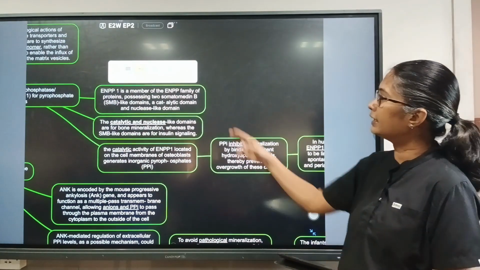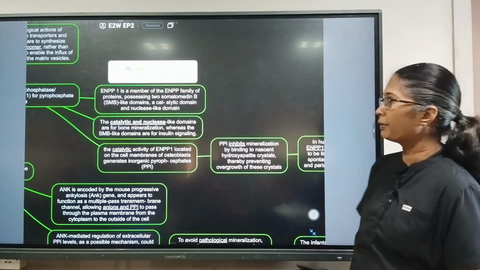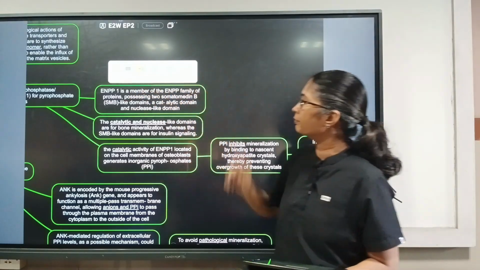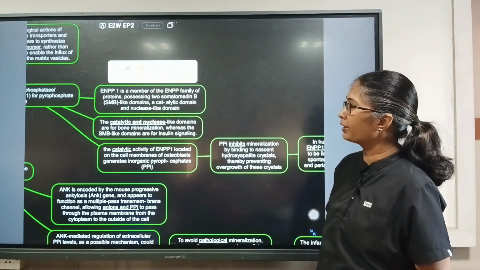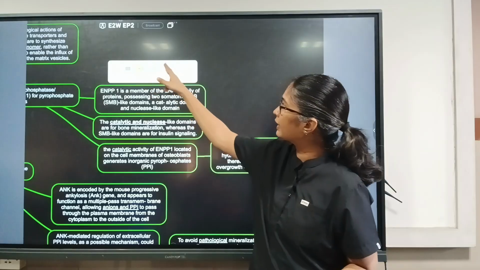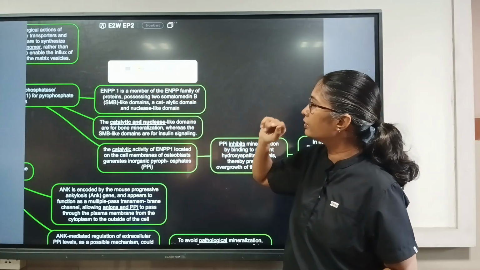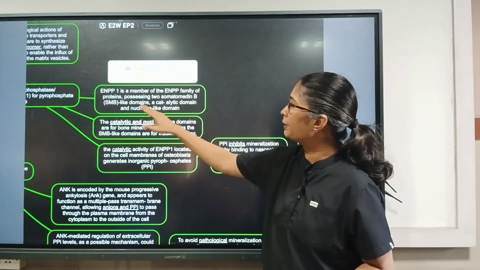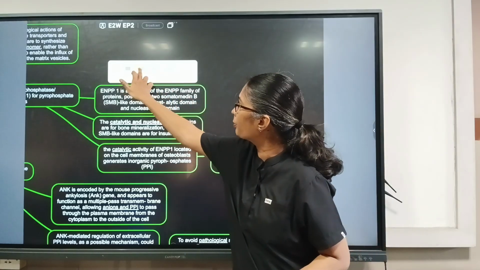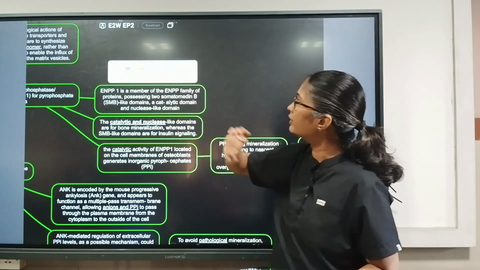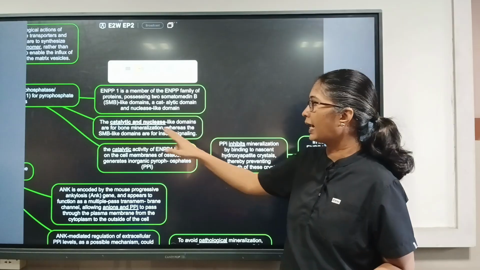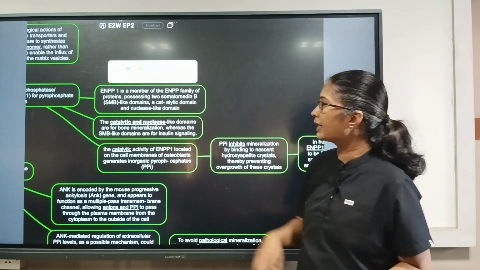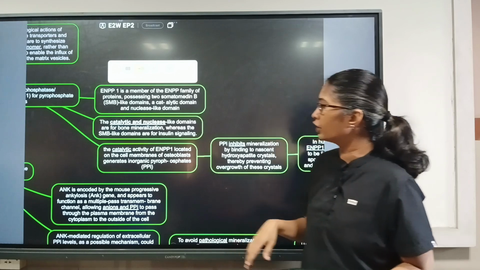So ENPP is a membrane protein of the ENPP family. This is the structure of the ENPP protein, which has a catalytic domain, a nuclease-like domain, and somatomedin B-like (SMB) domains. The catalytic and the nuclease-like domains are for bone mineralization, whereas the SMB domain is for insulin signaling.